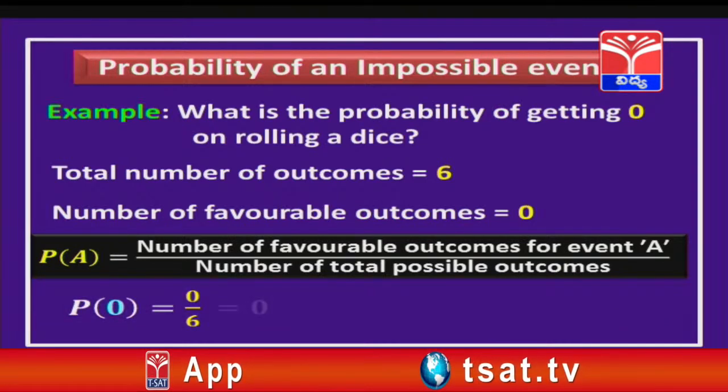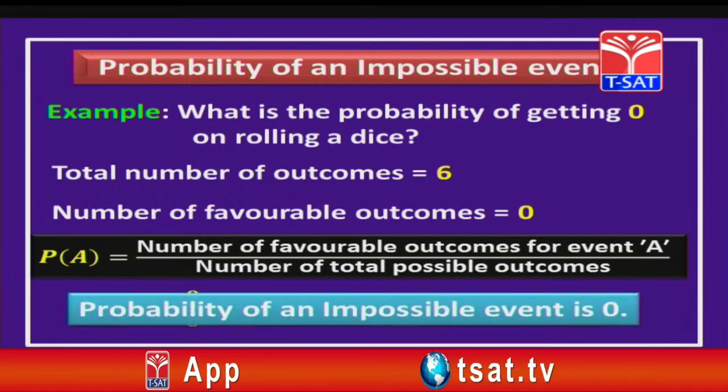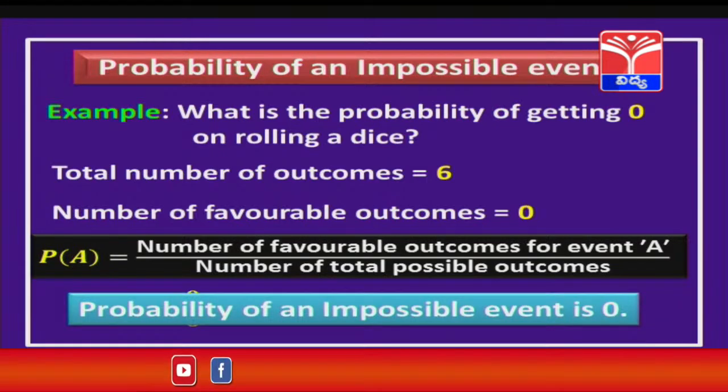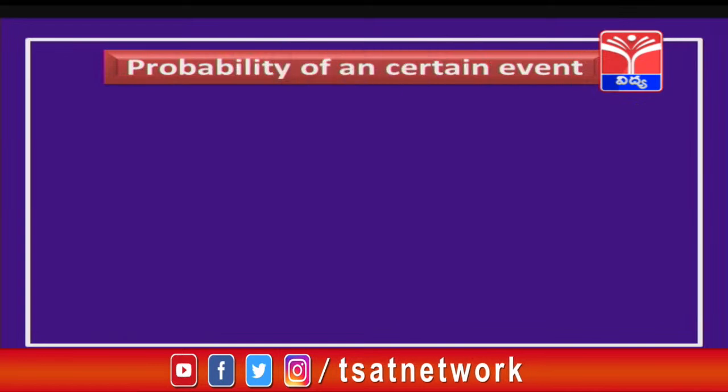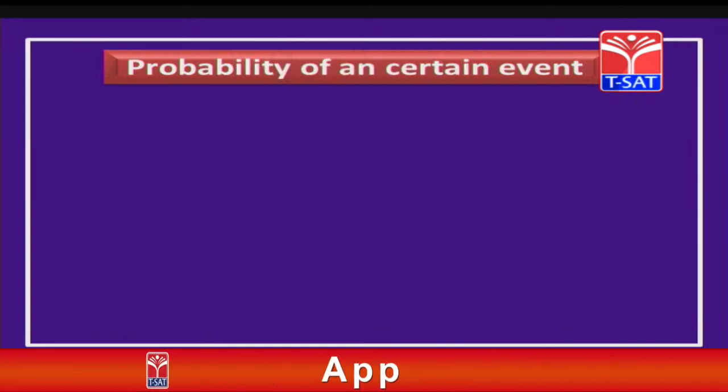So, 0 by any number is 0, hence the probability of an impossible event is always 0. I hope you understood this point, children. It is very important to note. Now, let us see probability of a certain event.